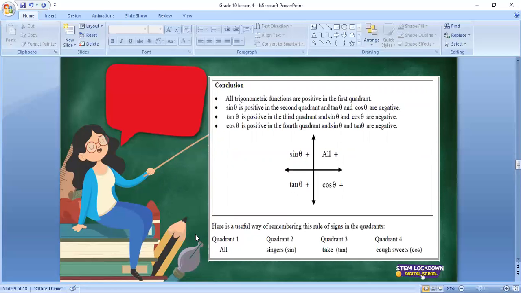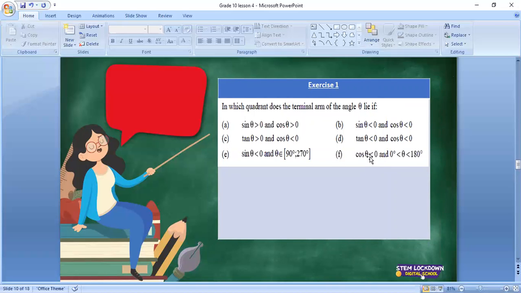And then lastly, which quadrant has cos theta less than 0, and at the same time 0 is less than theta, and theta is less than 180? If 0 is less than theta, and theta is less than 180, what does this mean? It means theta is greater than 0. Again, if 0 is less than theta, that means theta is more than 0.